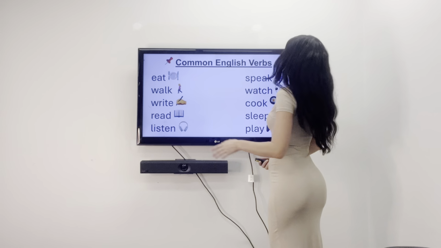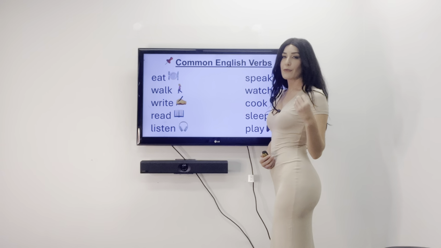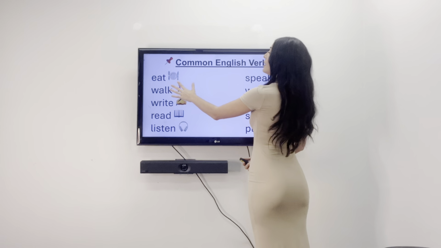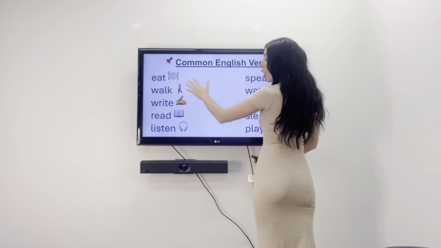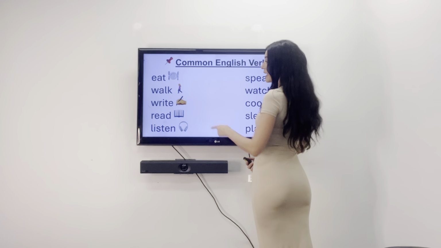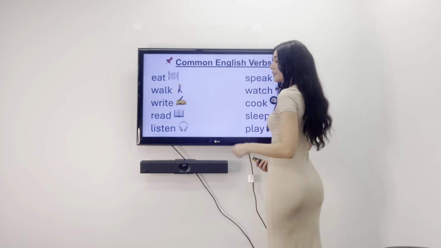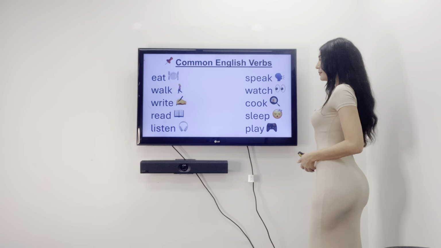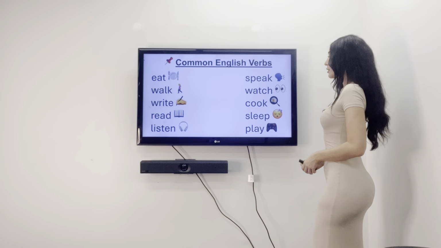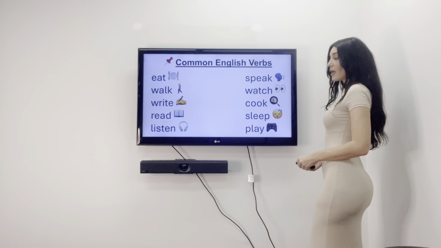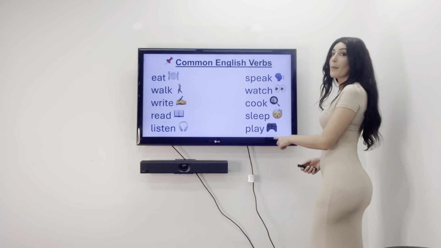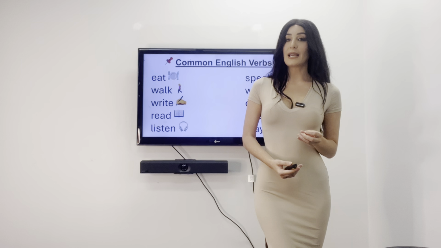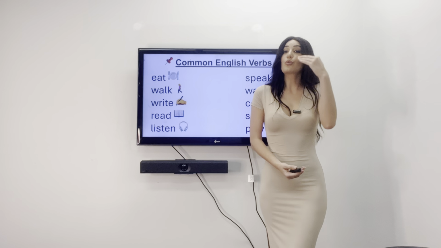Eat, walk, and repeat after me so you can actually understand the pronunciation. Let's start again. Eat, walk, write, read, listen, speak, watch, cook, sleep, play. Now, I can already see some silent letters here that you don't say when you're reading the words out loud.